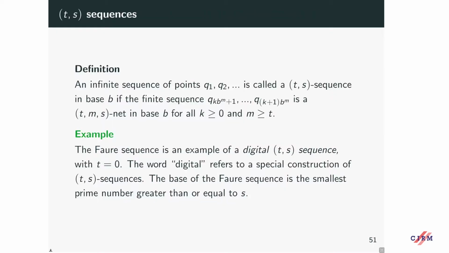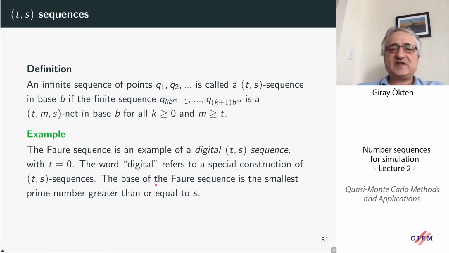And a TS sequence is an infinite version of a TMS net. So an infinite sequence, Q1, Q2, etc., is called a TS sequence in base B if I take the first b to the power m elements, that is a TMS net in base B, and then the next b to the power m and the next b to the power m. So all of those b to the power m parts of the sequence will give me finite TMS nets. And the 4 sequence is an example of a TS sequence where T equals 0.